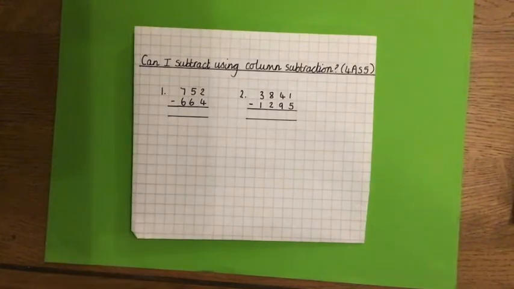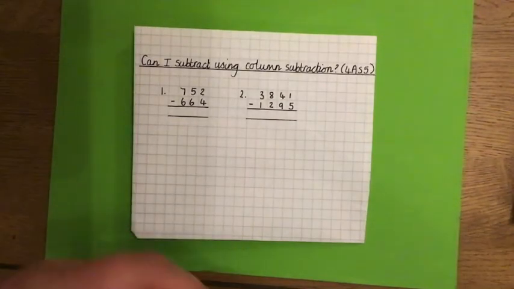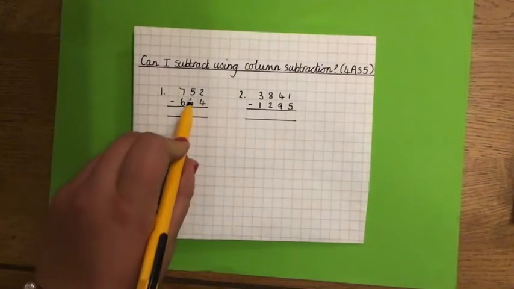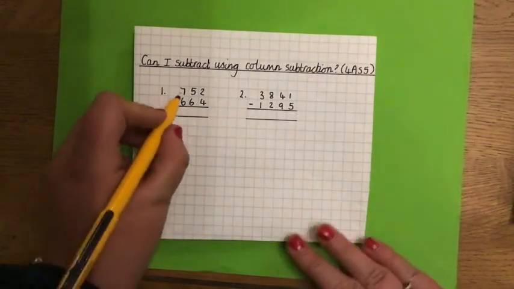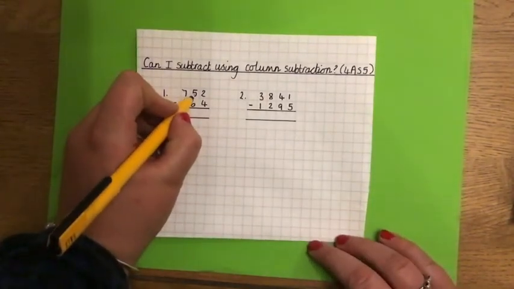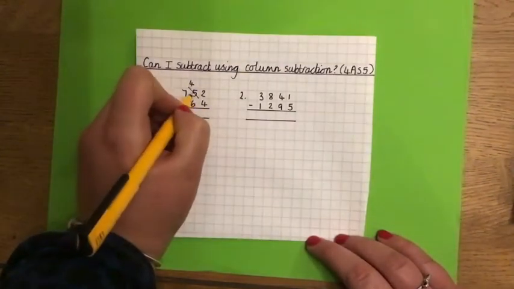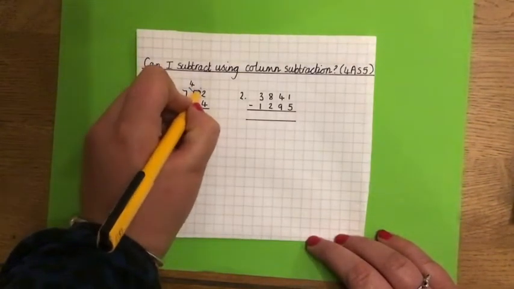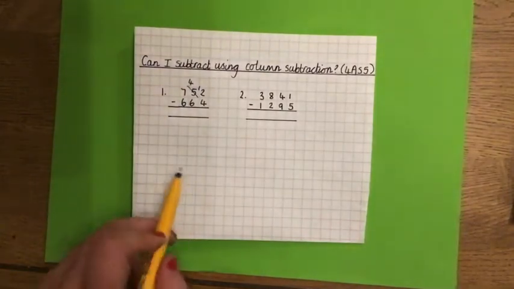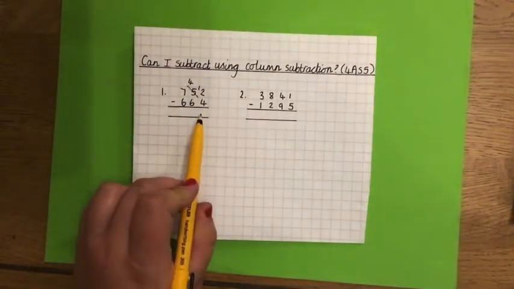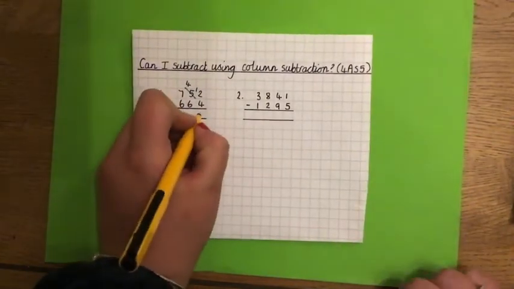Now I know I can't do that, so that means I'm going to need to exchange from this tens column here. So I'm going to exchange from 5, I need to now take that down to a 4, and the 10 that I've stolen goes to the ones. So now I've got 12, subtract 4, which is 8.